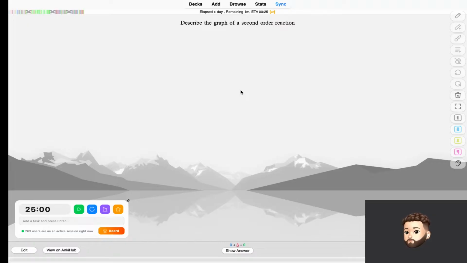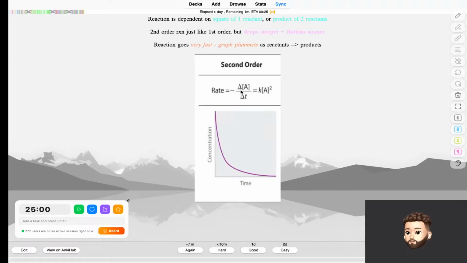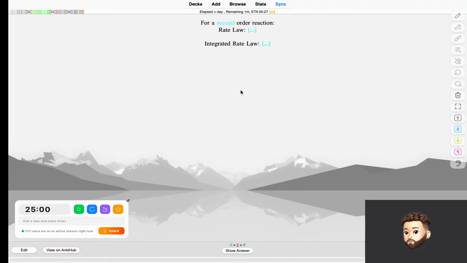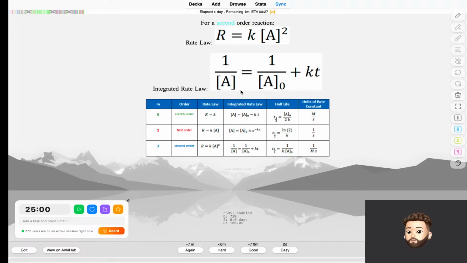It's going to be dependent on the square of one reactant or the product of two reactants. It's going to plummet a lot faster than the first order reaction, and it's going to flatten a lot sooner too. It's going to be a very fast reaction. For a second order reaction, the rate law is k[A] squared or k[A][B], and 1 over A is equal to 1 over A naught plus kt.